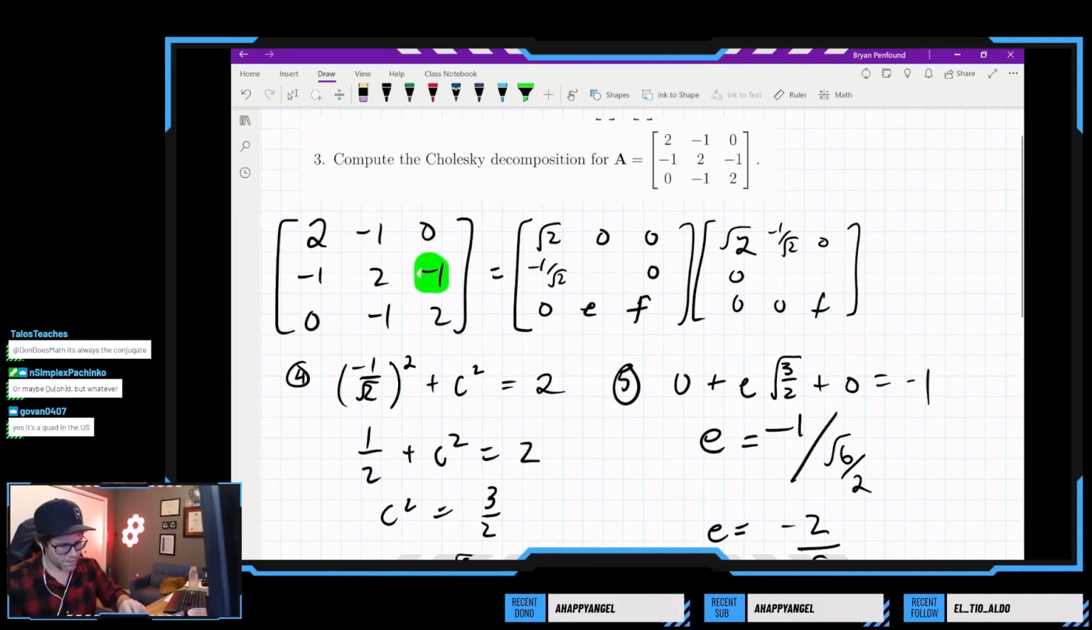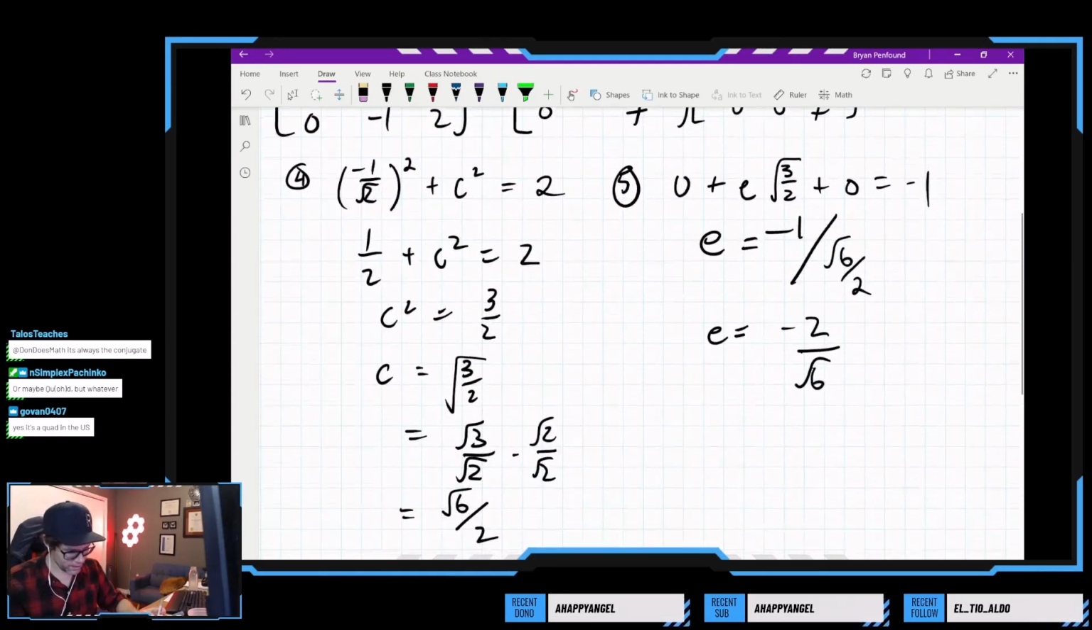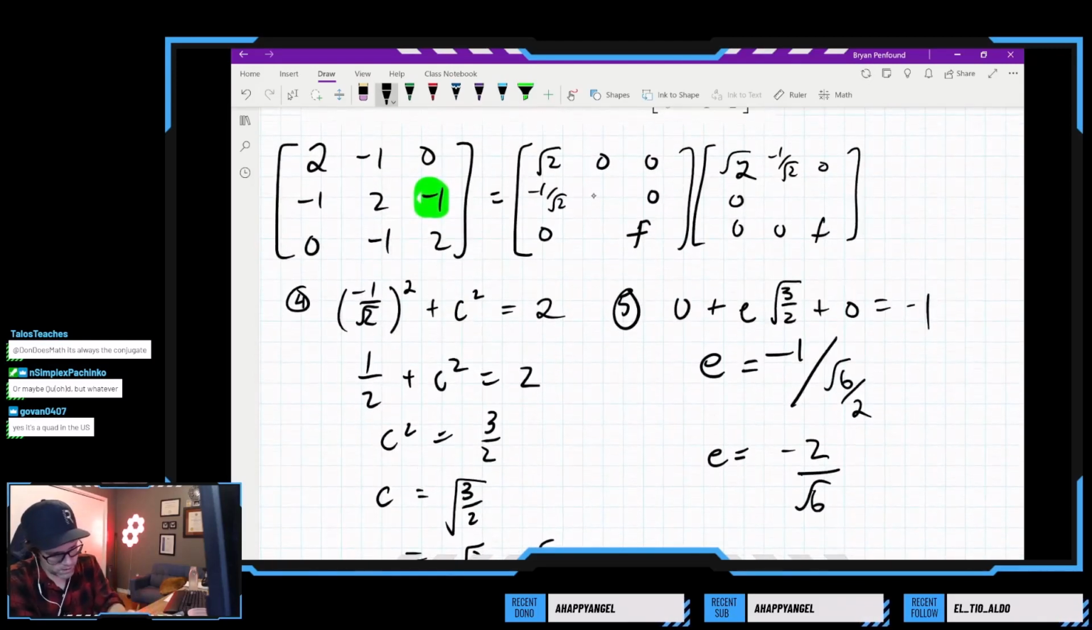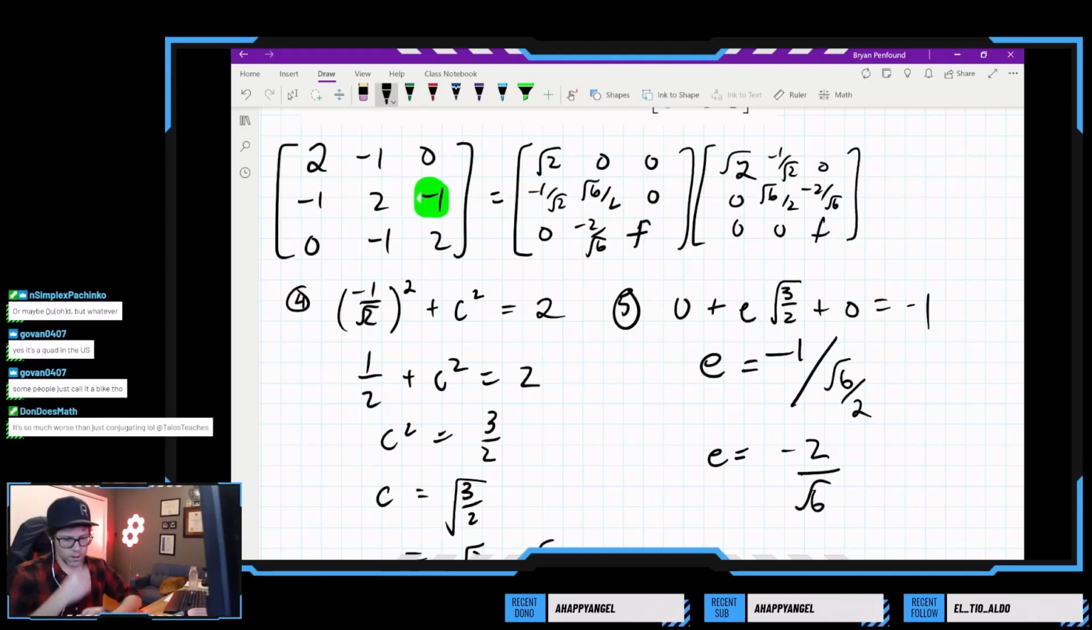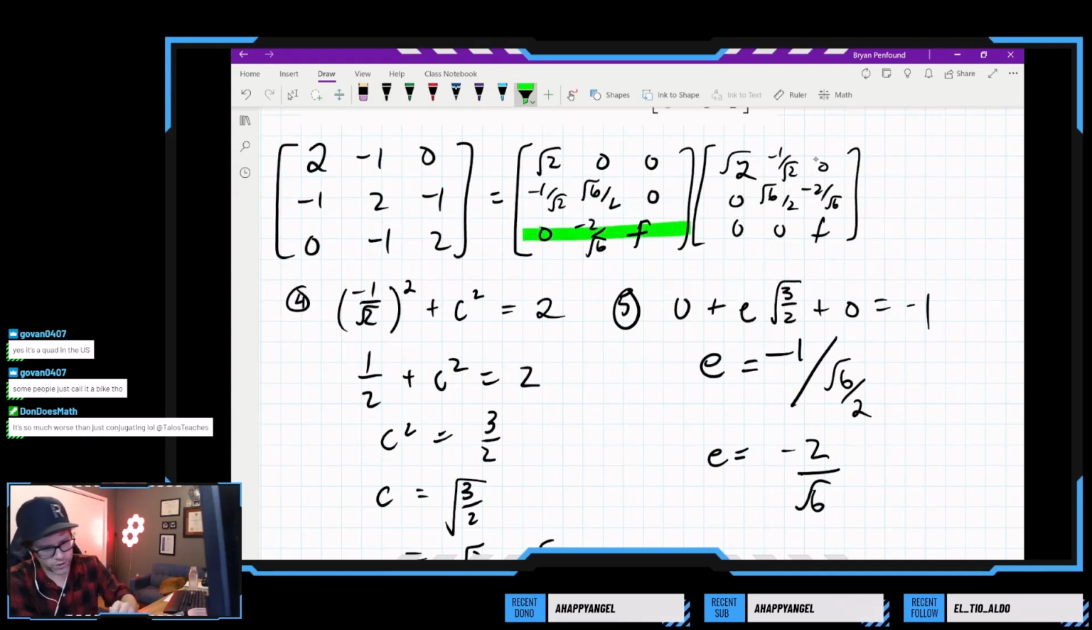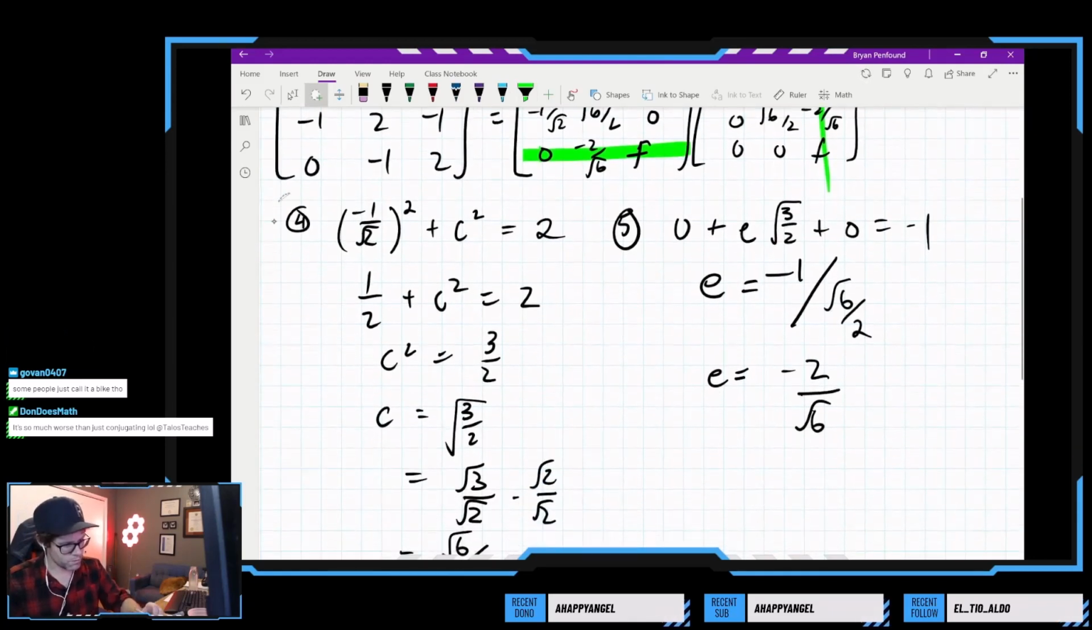Okay, so now we have E and C in a little bit of a nicer form. So C is root 6 over 2, and E we said was -2 over root 6. I'm not going to spend too much time rationalizing that. So the last thing we need to do is figure out F. And so I'm guessing we can probably just do this multiplication to figure out F. So let me just remove some of this stuff that we don't need for some space.